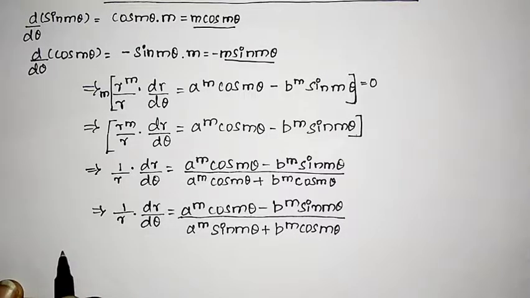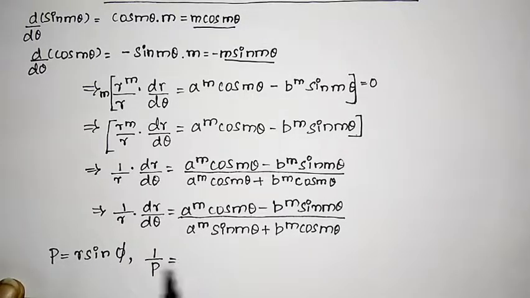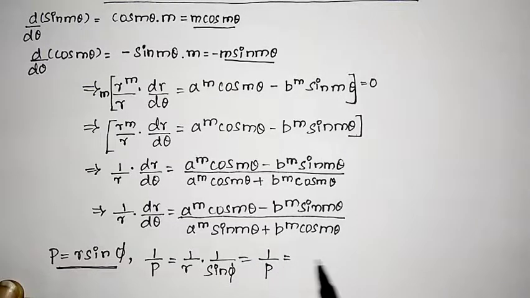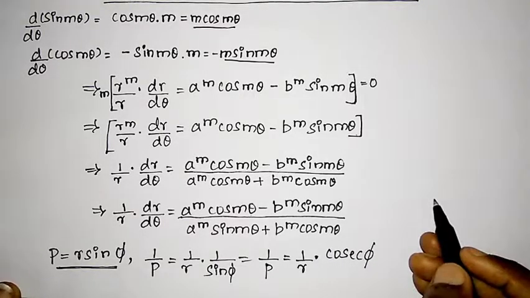Then we shall now apply the theorem. The theorem says that p is equal to r into sin phi, and one more equation is 1 divided by p. So 1 divided by p is nothing but 1 by r into 1 divided by sin phi. So therefore 1 divided by p is equal to 1 divided by r into cosec phi.